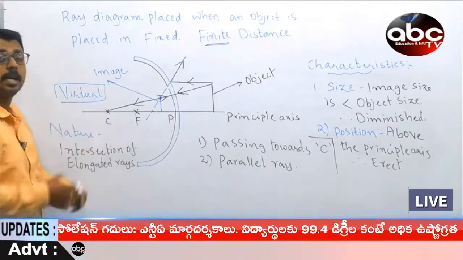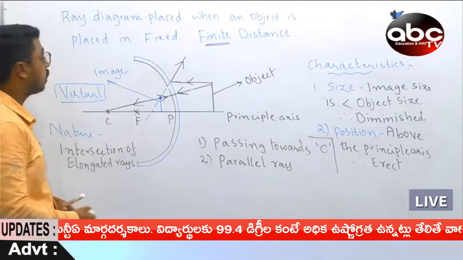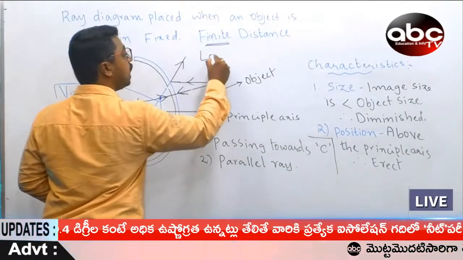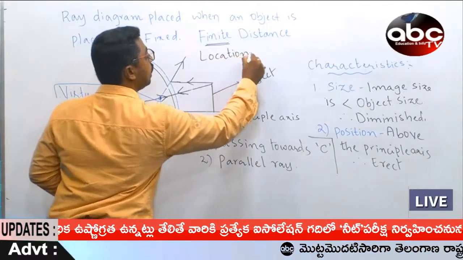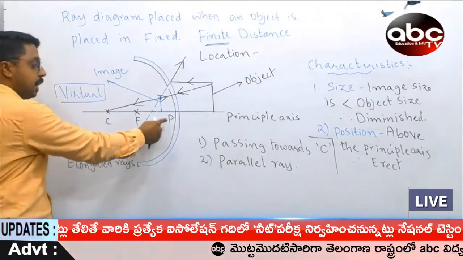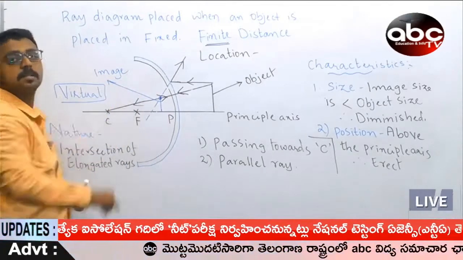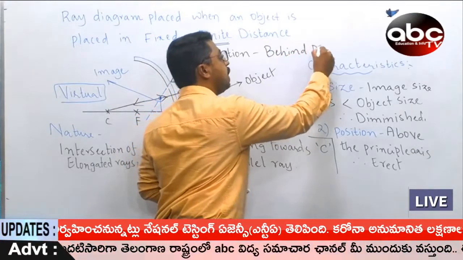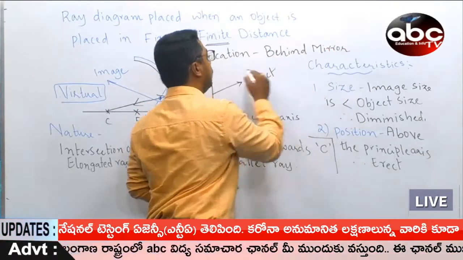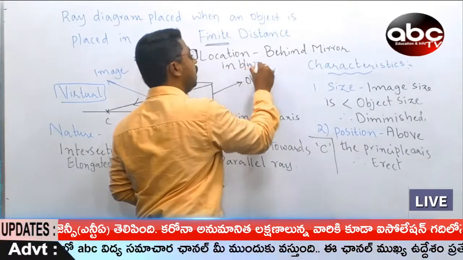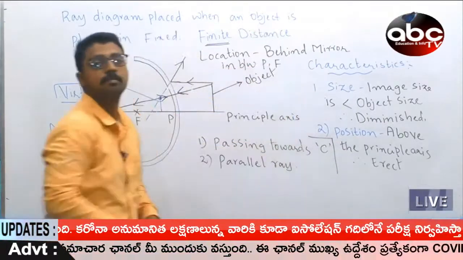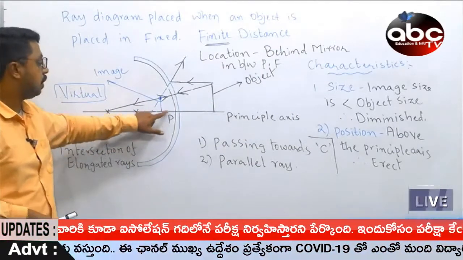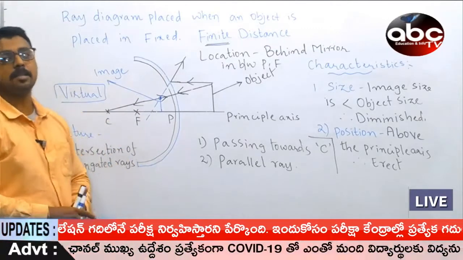The last heading is its location. Where is the location? It is behind the mirror. Let us write here, location is behind the mirror, in between pole and focus. This is the location, behind the mirror in between P and F. Here is P, here is F. So in between these, we are able to expect this image.